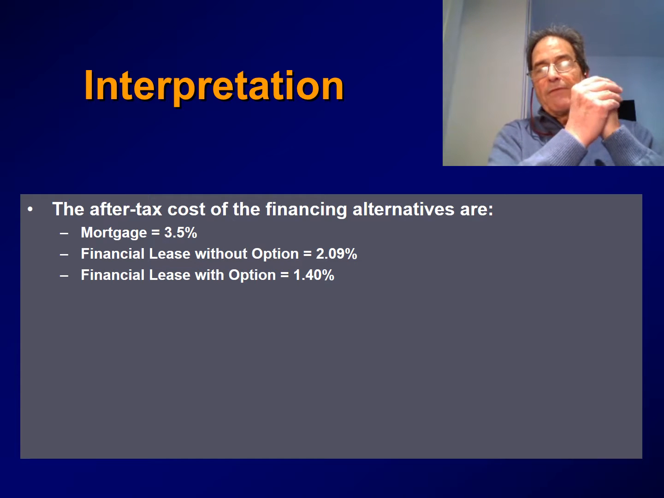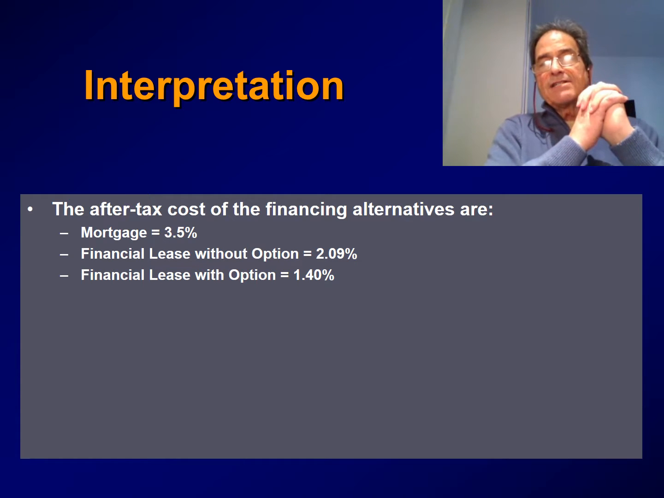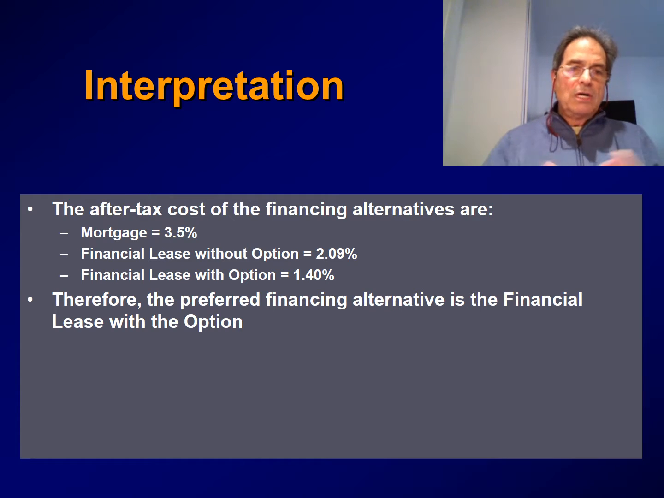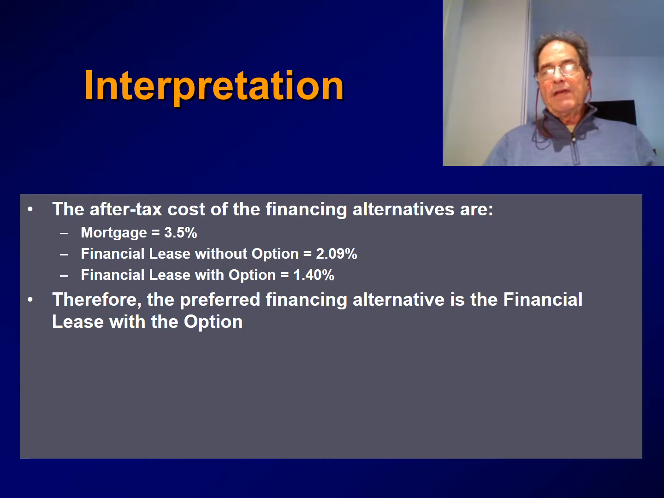Interpretation. Well, as we said before, the after-tax costs of the financing alternatives are: mortgage, 3.5%; financial lease without the option, 2.09%; financial lease with the option, 1.4%. So the preferred financing alternative in this case is the financial lease with the option.